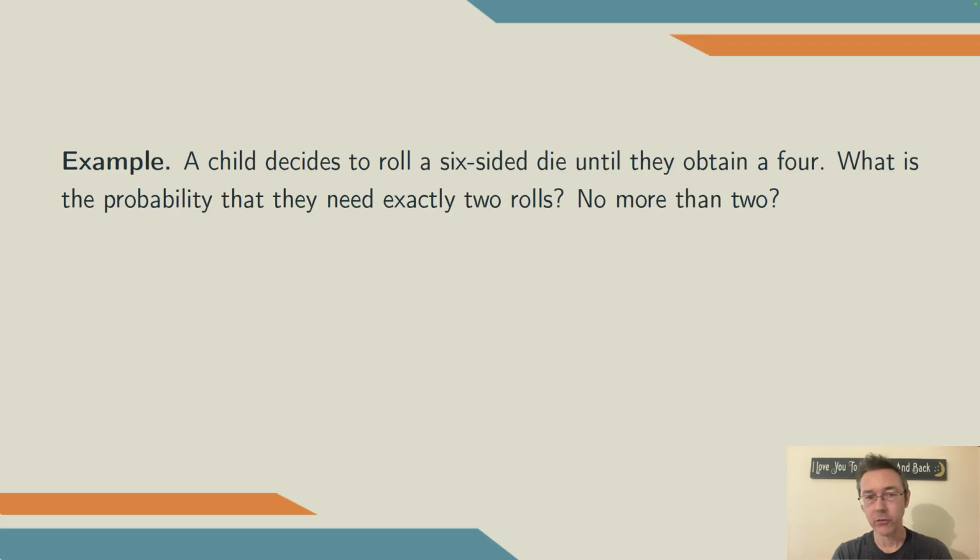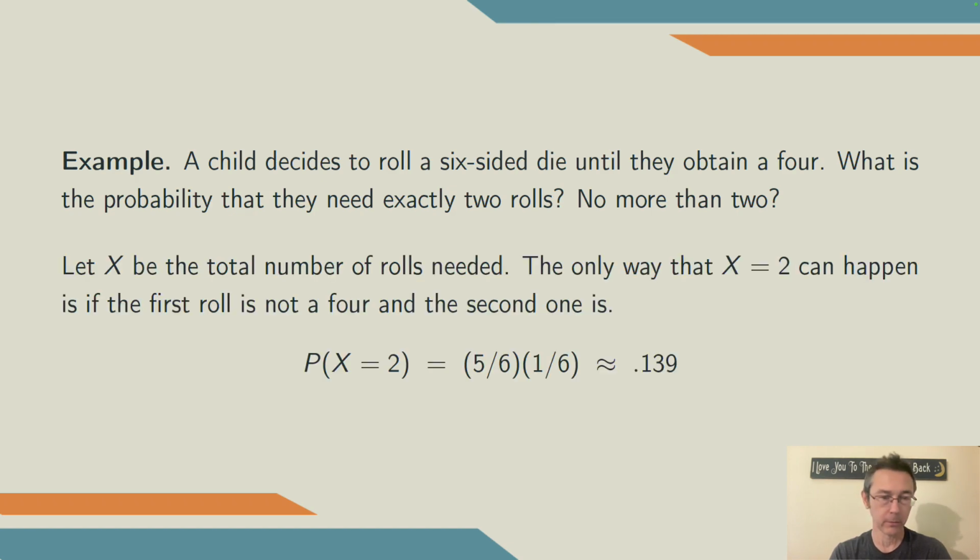A child decides to roll a six-sided die, a fair die, until they obtain their first four. What's the probability that they need exactly 2 rolls? The probability that they need no more than 2 rolls. So if x is the total number of rolls that they need, then x equals 2 can happen only if the first roll is a failure and the second is a success. So a not 4 and then a 4. The probability is 5/6 times 1/6 by the multiplication rule for independent events.